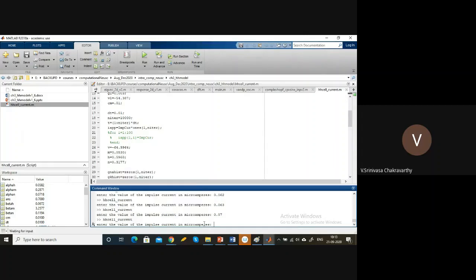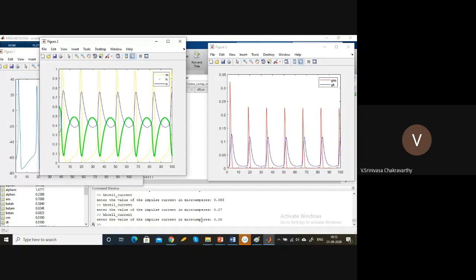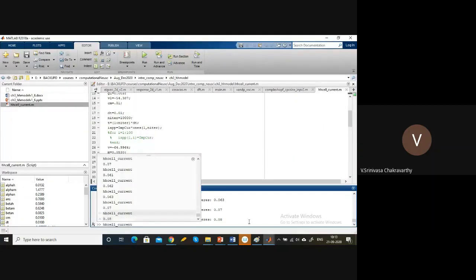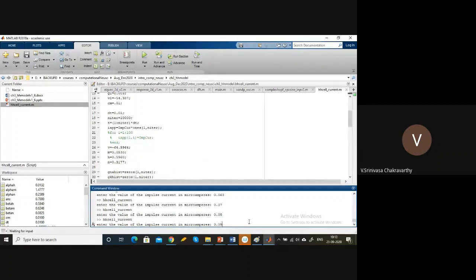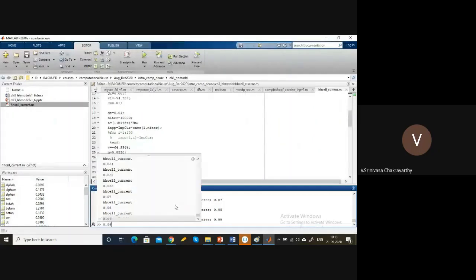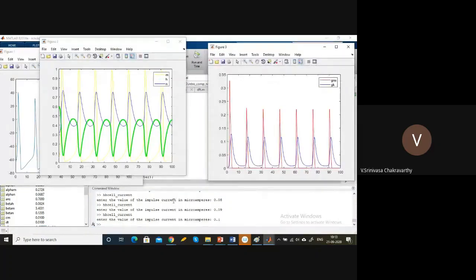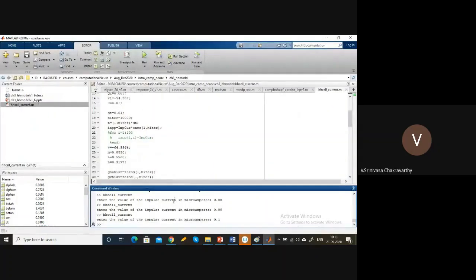Now, if you go further, 0.08, there is still the same kind of behavior, continuous firing. It is difficult to see, but there is a small reduction in the AP to AP duration, or in other words, a slight increase in frequency. If you calculate it, you can see that. 0.09, a further increase. 0.1, further increase, but no major qualitative change.